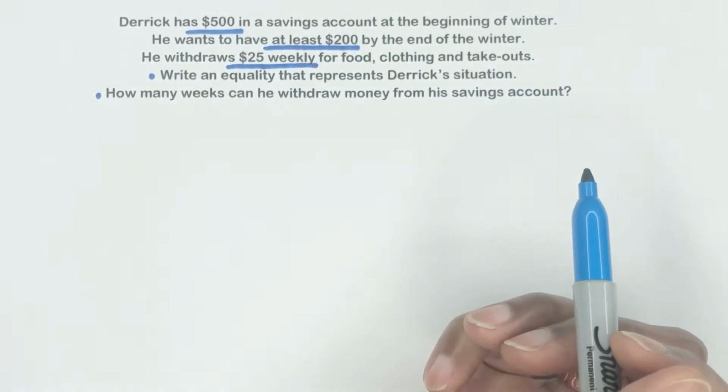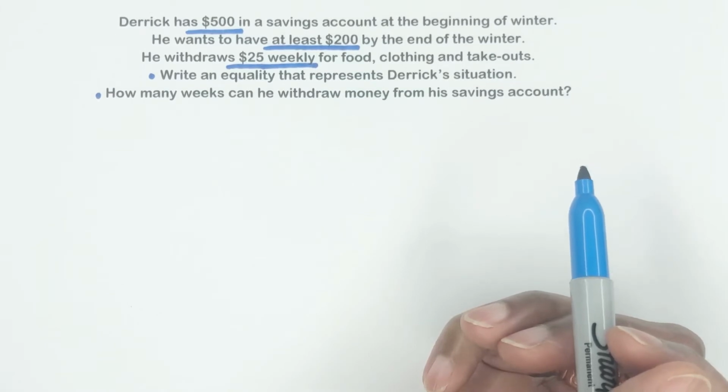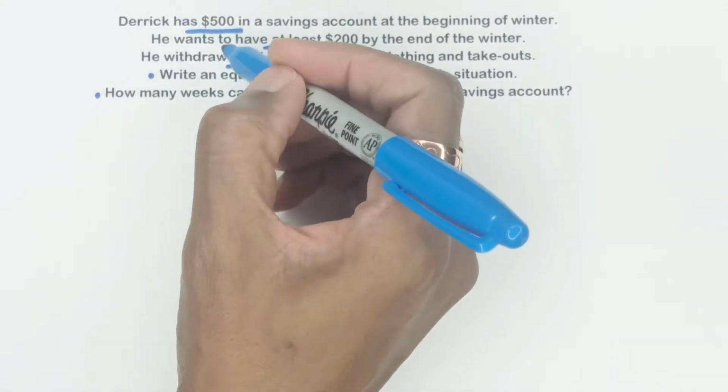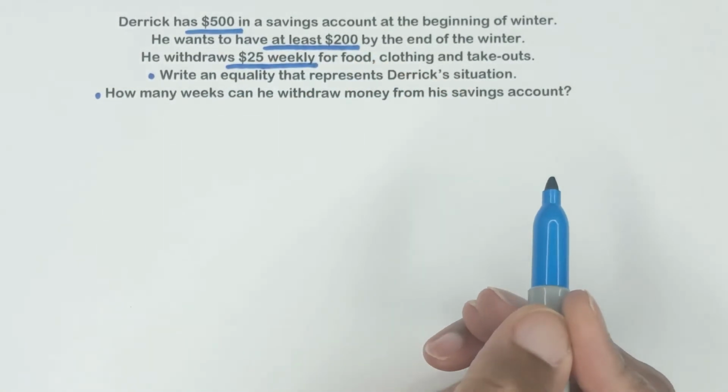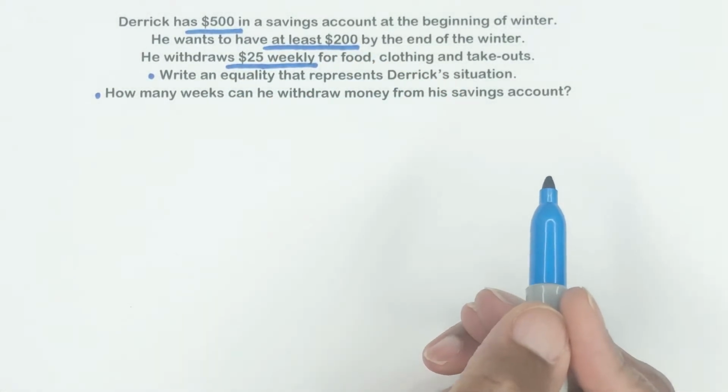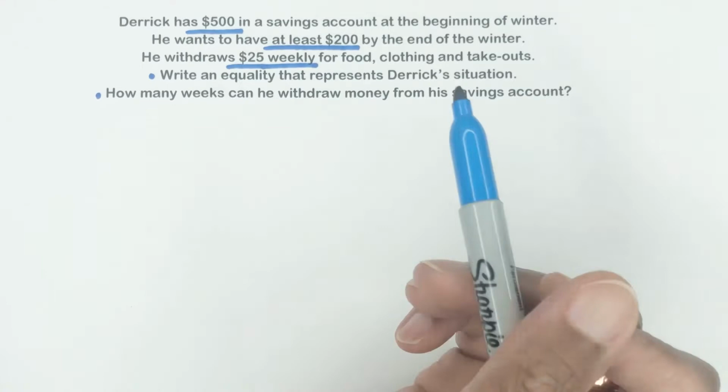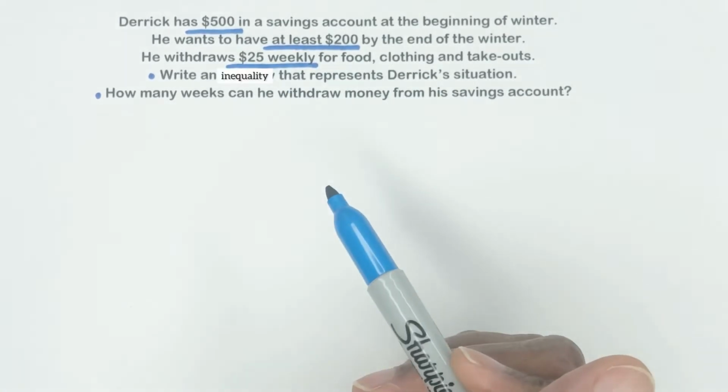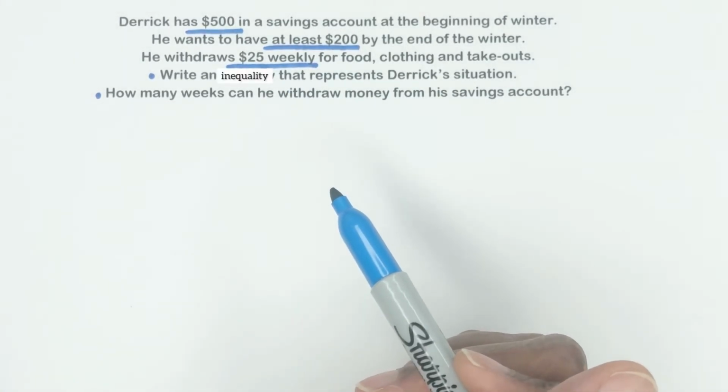And then so we can write our inequality. This is supposed to say inequality. All right, I know you were probably all shouting at me for that. It says equality. Right, so write an inequality that represents Derek's situation.